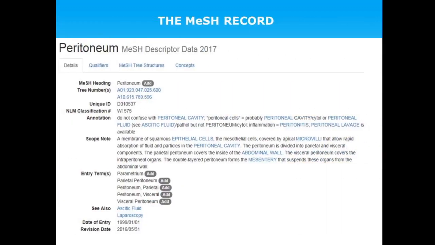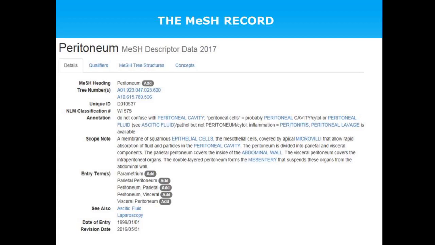So this is the MeSH record for the peritoneum. The subject heading, the MeSH descriptor, what do you mean by that? It is a main heading. The MeSH heading is peritoneum, and the tree number falls in A, anatomy. It is given a unique ID, the classification number, by NLM.